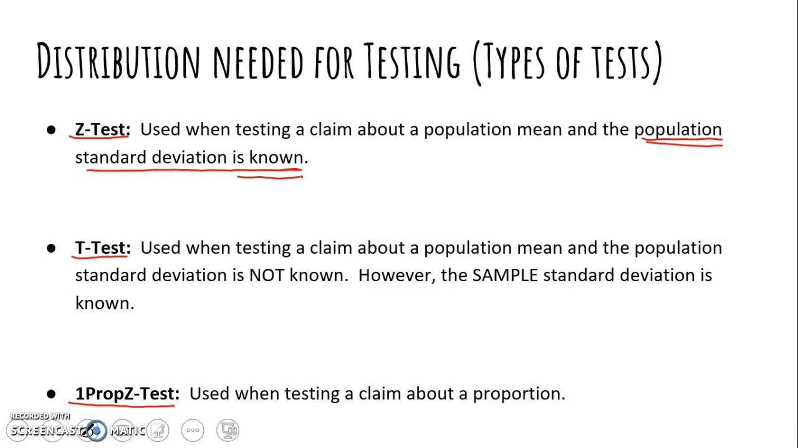Now, if we're testing a claim about a population mean and the population standard deviation is not known, and we probably would know the sample standard deviation, or we have the raw data and we could find the sample standard deviation, in that case we would use a t-test. Just like if this were the same thing but you were trying to estimate the mean with a confidence interval, you would do a t-interval. So it's the same reasoning behind the two. And if you were testing a claim about a proportion, you're going to do a 1 prop z test.